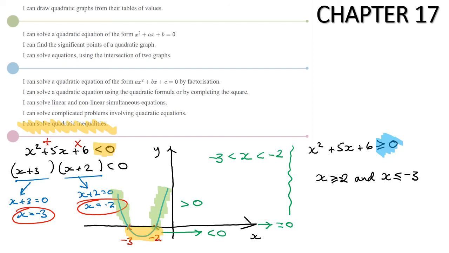So start by solving them the same way as a normal quadratic. Find those solutions, those roots where it crosses the axis. Draw a sketch and decide if you want the bit above the axis or the bit below the axis.